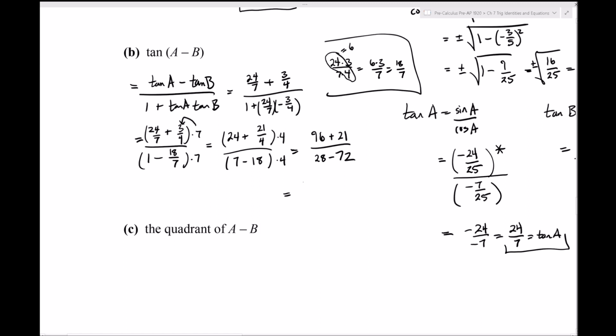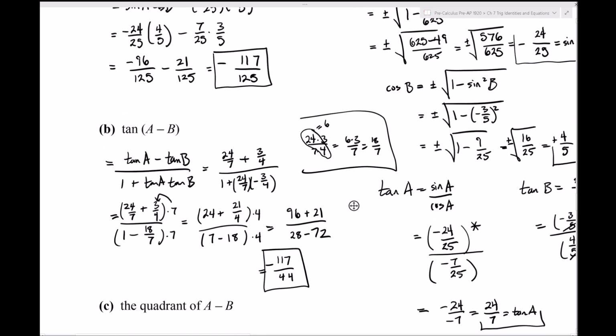96 plus 21 is 117. 28 minus 72, that's a negative. So negative 4 at the end. And that is, let's see, 44, I believe. So if you take 44 plus 28, yeah, you get 72. So here's the answer for tangent of a minus b. And that's what we have so far.